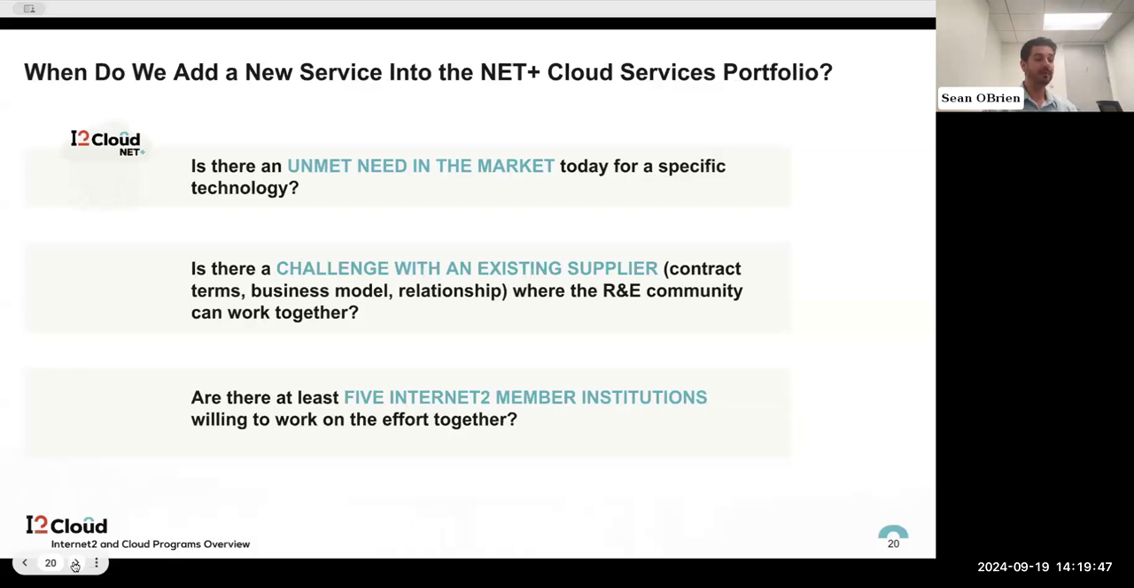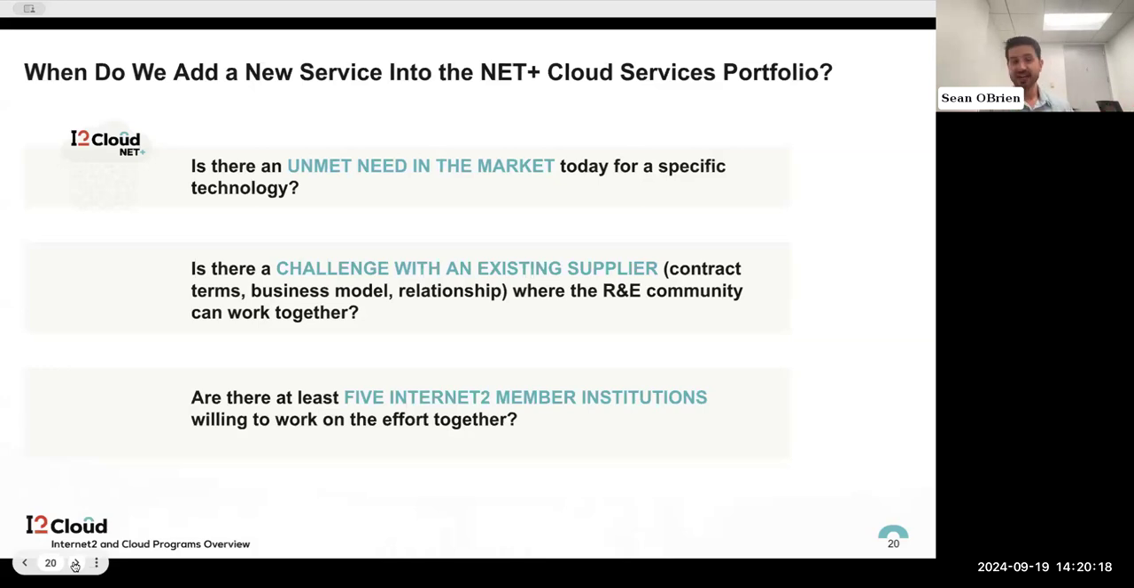So really meaning we see a technology emerging. There's a number of things in the AI space today that are great examples of this. We see a technology emerging. We see a need for a solution that many, maybe most organizations within our community are going to need. And then we think about the process of how do we identify a vendor that can meet the needs of the research and education community.